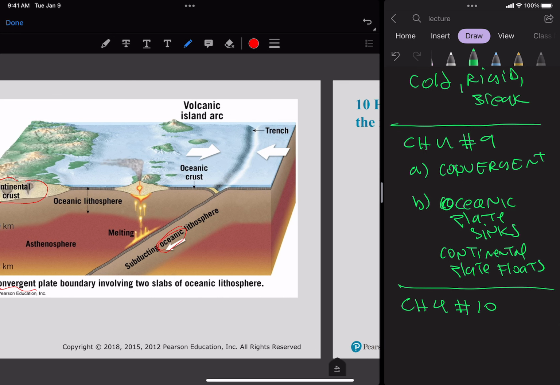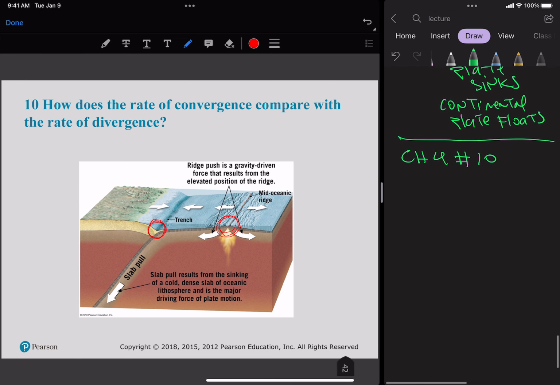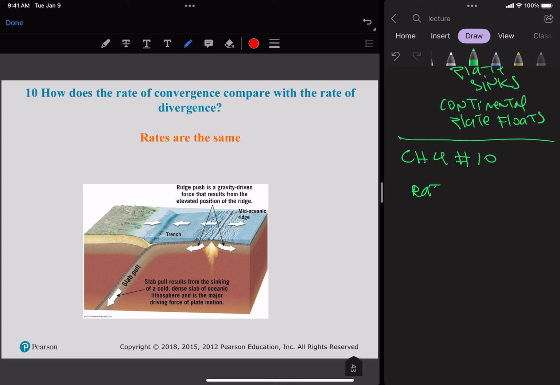Okay, so next one, chapter 4, number 10. How do the rates of convergence and divergence compare? So how do the rates of rock creation at this divergent boundary compare to the rate of rock destruction at this convergent boundary? And the rates are equal. So whatever rock is created at one location gets destroyed eventually at another location. Rates are equal.